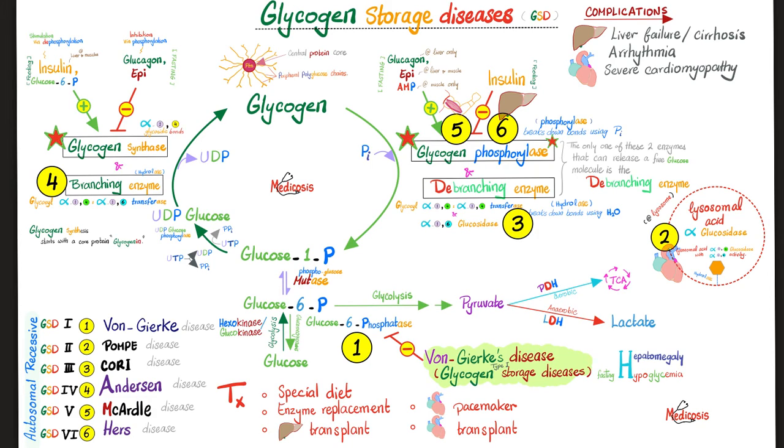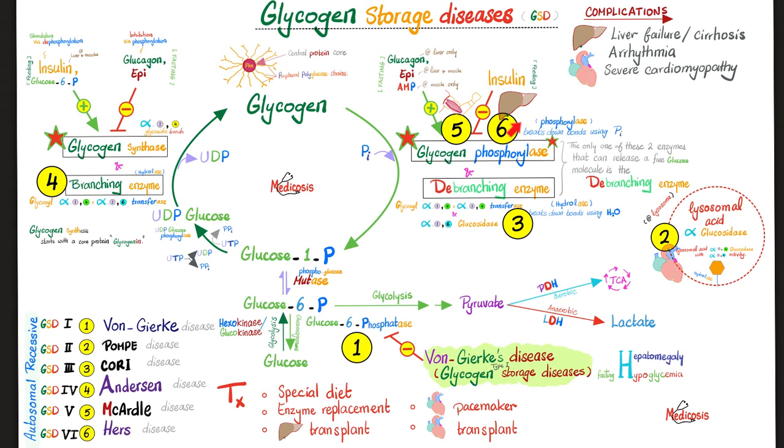Andersen is evil. McArdle disease is a problem in the glycogen phosphorylase only of the muscle. So I get what? Muscle weakness. How about type 6, which is Hers disease? Same glycogen phosphorylase, but the one that's in the liver.